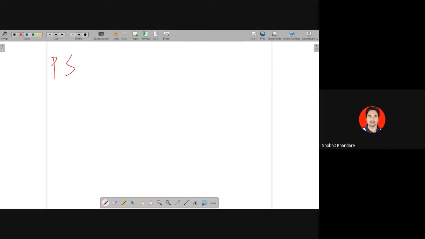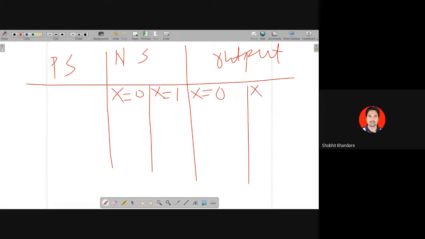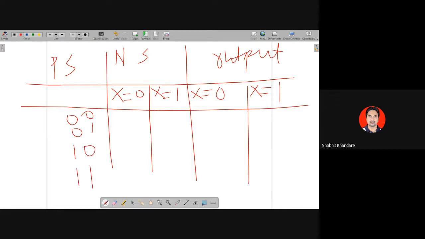Present state, next state, and output. Next state when input is 0 and when input is 1. Output when input is 0, output when input is 1. And the states here are 0 0, 0 1, 1 0, 1 1.